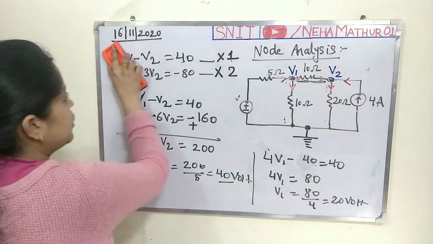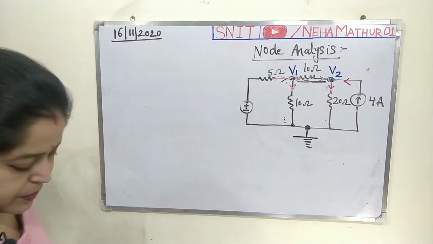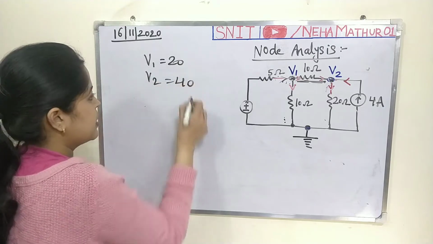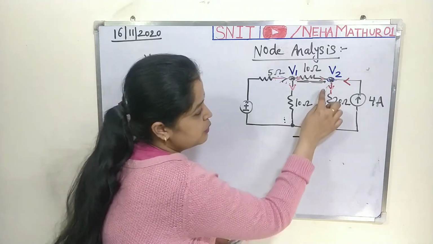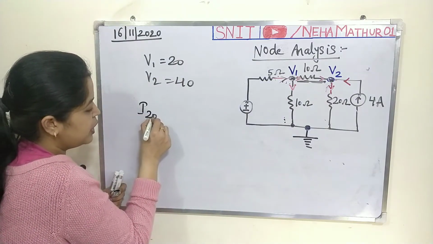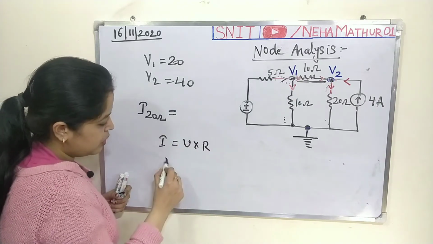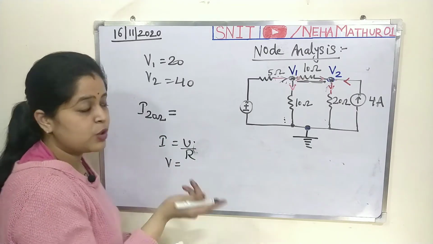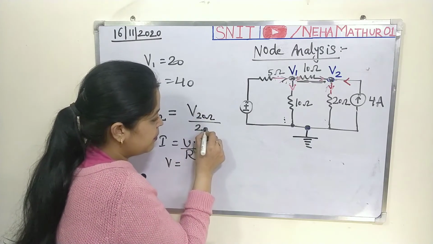Now come to the question asked by the examiner. Firstly, I am writing V1 is equal to 20 and V2 is equal to 40. The question was, find the current flowing across this 20 ohm resistor. So the current across the 20 ohm resistor will be I is equal to V by R. So the current across the 20 ohm resistor will be the voltage across 20 ohm divided by 20 ohm.